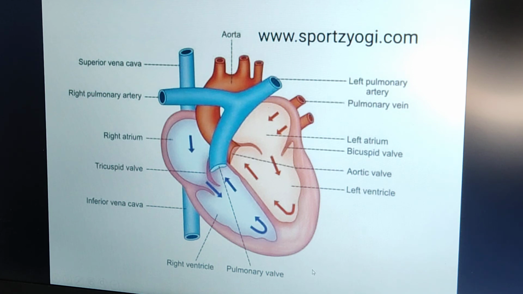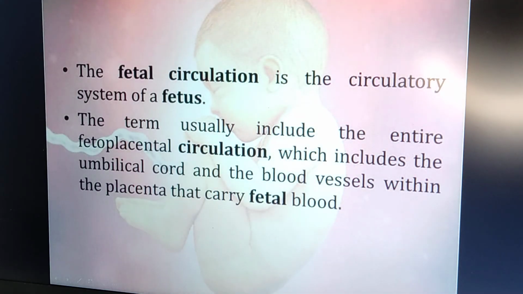But fetal circulation is not like this. It is entirely different from the adult circulation. This is the picture of the fetus. Simply, we have to remember that fetal circulation is also called feto-placental circulation. Why? Because it is the circulation between the placenta and the fetus. That's why it is called feto-placental circulation.